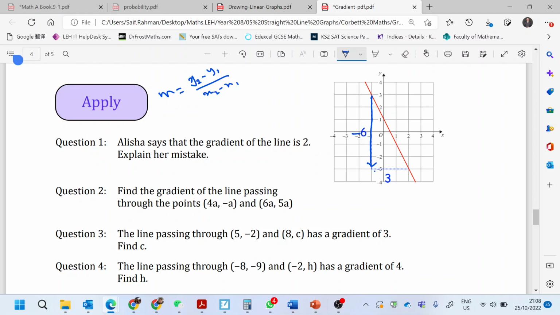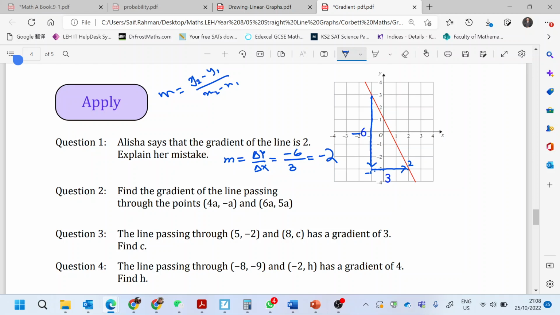And then on the x-axis it has increased 1, 2, 3, positive 3, right? Previously it was at minus 1, so from minus 1 it has increased to 2. So 3 points on the x-axis positive. So the mistake is that it should not be 2, it should be minus 2, because m is change in the y-axis over change in the x-axis. So change in y-axis is minus 6 and change in x-axis is 3. So this gives you minus 2.